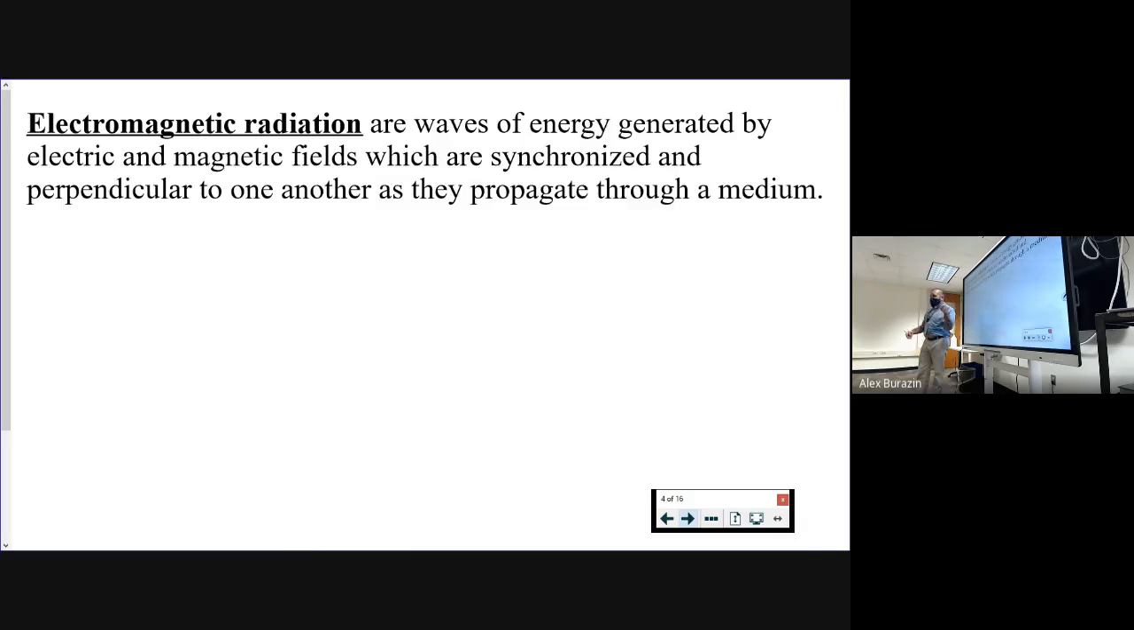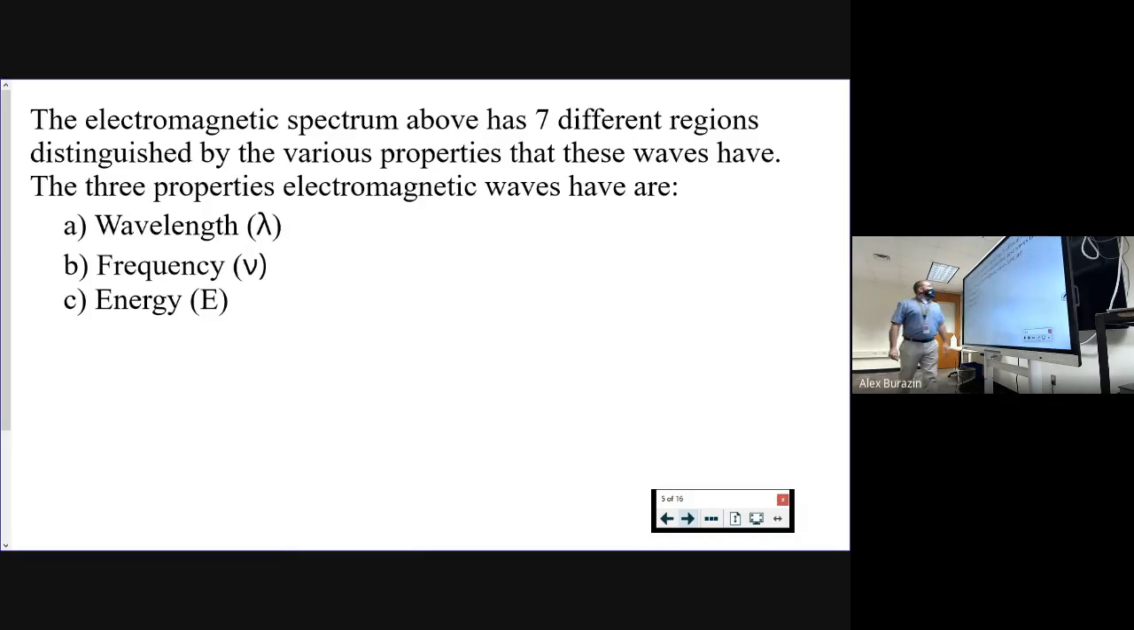Again, what we need for this is a little bit of math, and we'll reference some instruments that actually use electromagnetic radiation to help us understand chemicals. So don't worry too much about that. But the electromagnetic spectrum has 7 different regions distinguished by various properties, and the 3 properties that we are going to look at are these: wavelength, frequency, and energy. These are the 3 values or factors of electromagnetic radiation that we're concerned with.